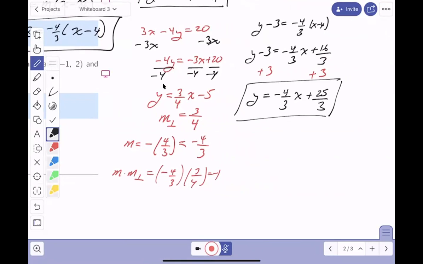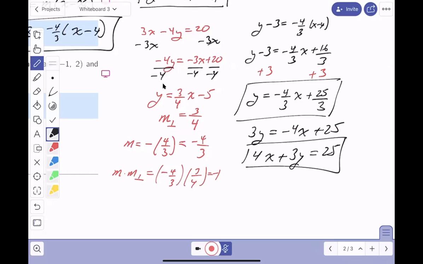Let me put another form down for you. Multiply both sides by 3. That'll be 3y equals minus 4x plus 25. I'm going to add 4x to both sides, and you get 4x plus 3y is equal to 25. So I'm going to say all the 3 boxes there are the same.